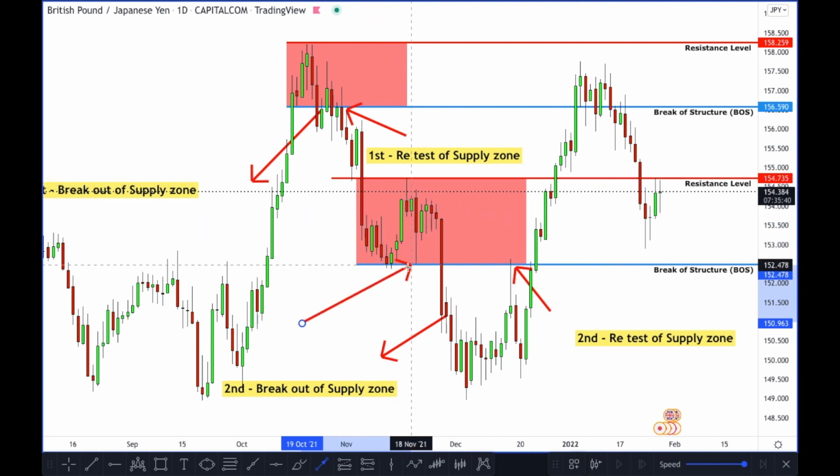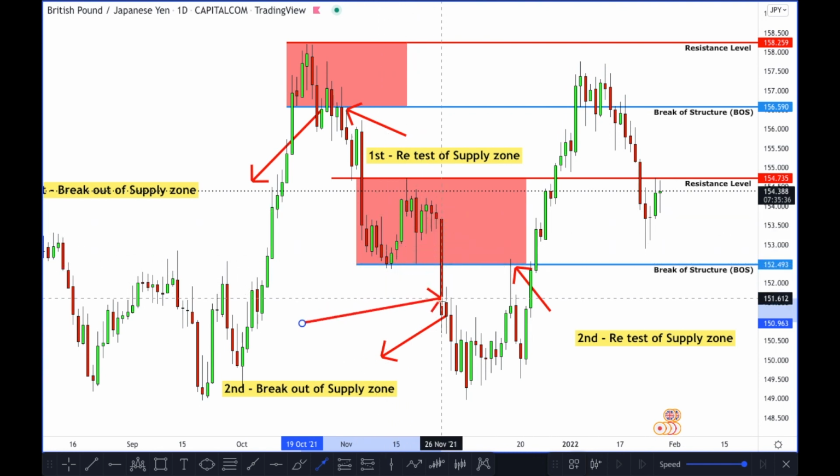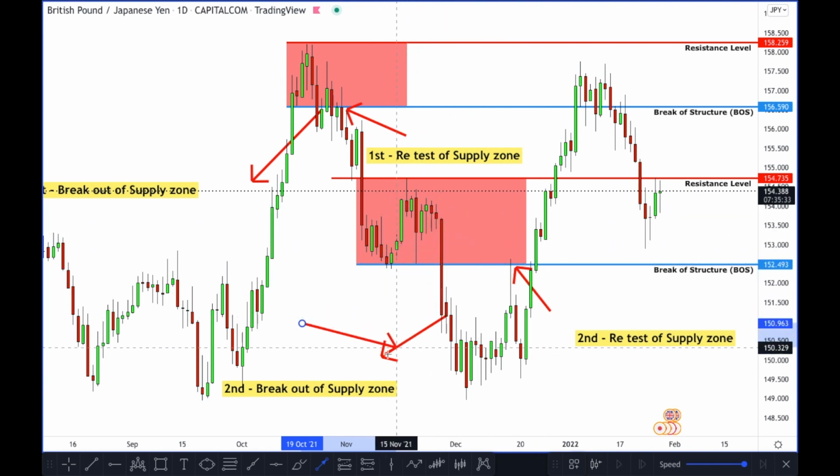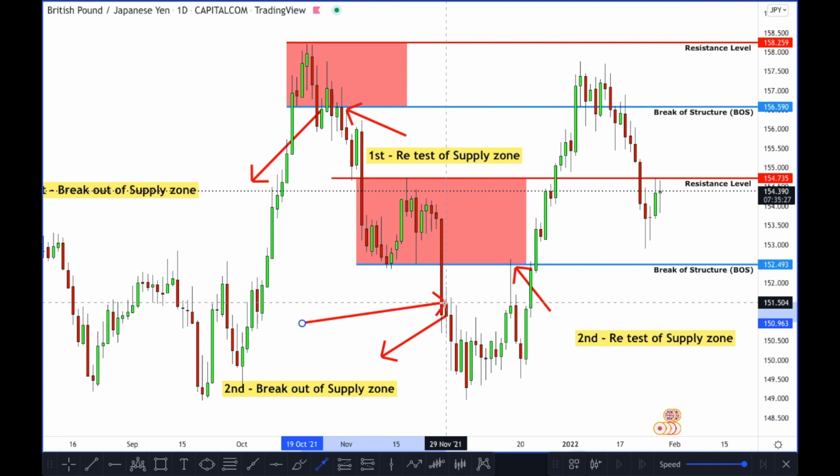So we wanted to wait for this market structure to break. We can see that this candle was the one that broke the market structure. Again, the people that wanted to come into the market fast would have been the breakout supply zone traders. They would have entered on this candle here on the next day and continued to sell.